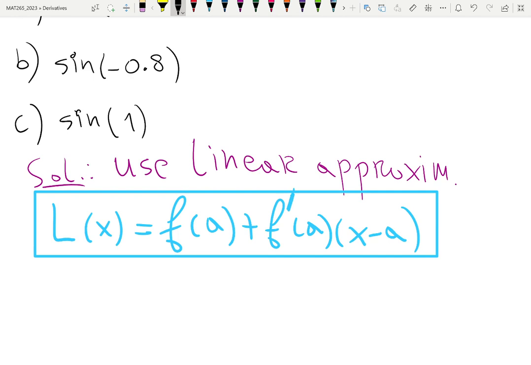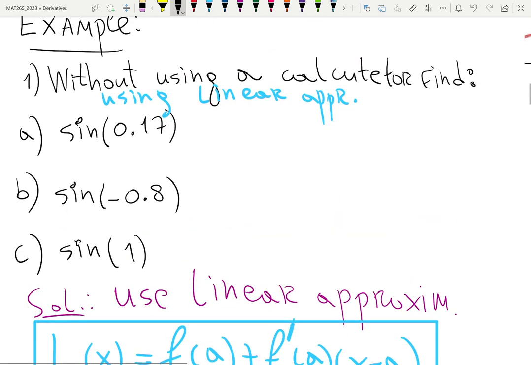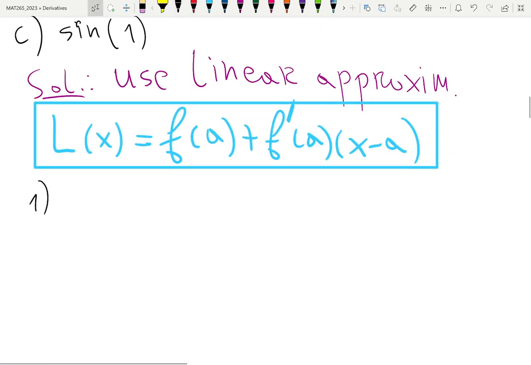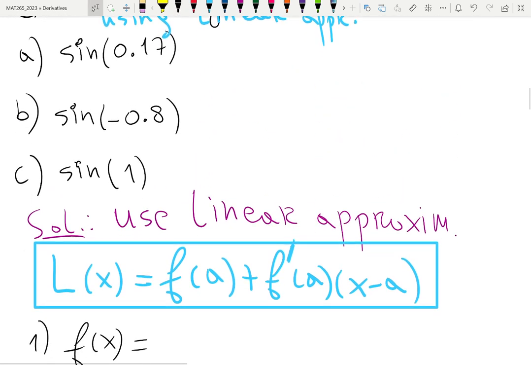Now, let me show you the steps. Step 1. We're going to find an approximation for what is my f of x first, for all three things, A, B, C. Sine x. So we're working with sine. So now you see it not as a number, sine of blah, blah, blah.